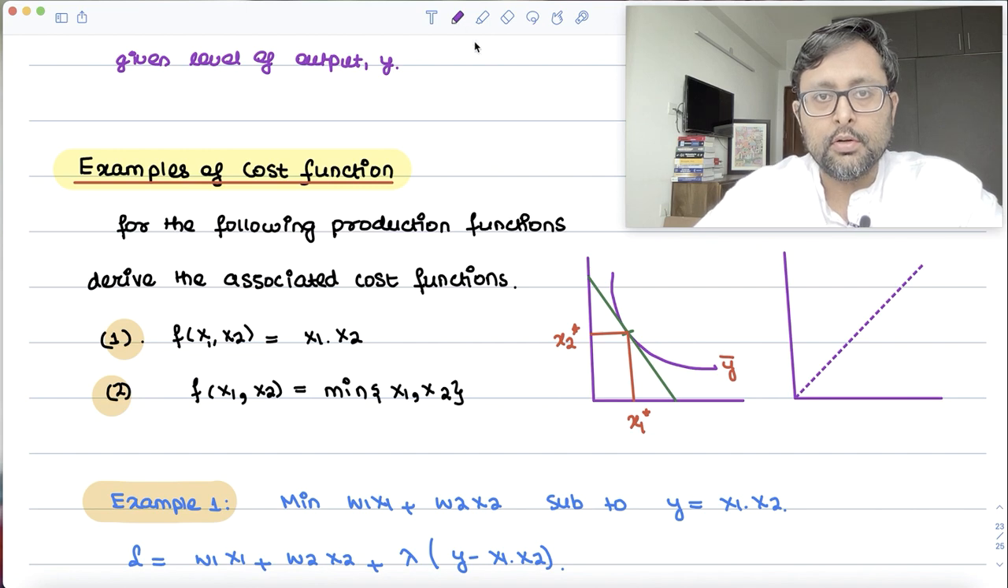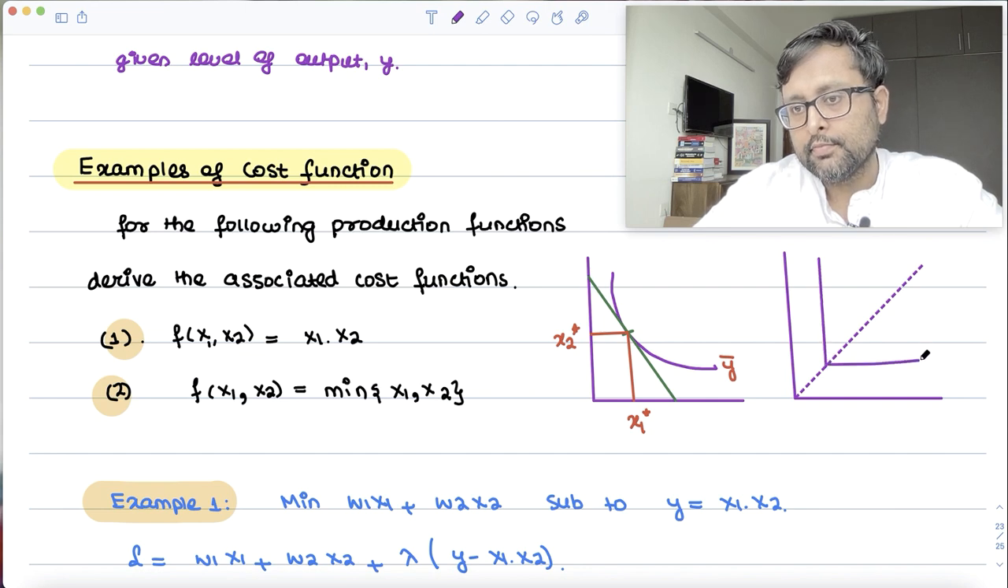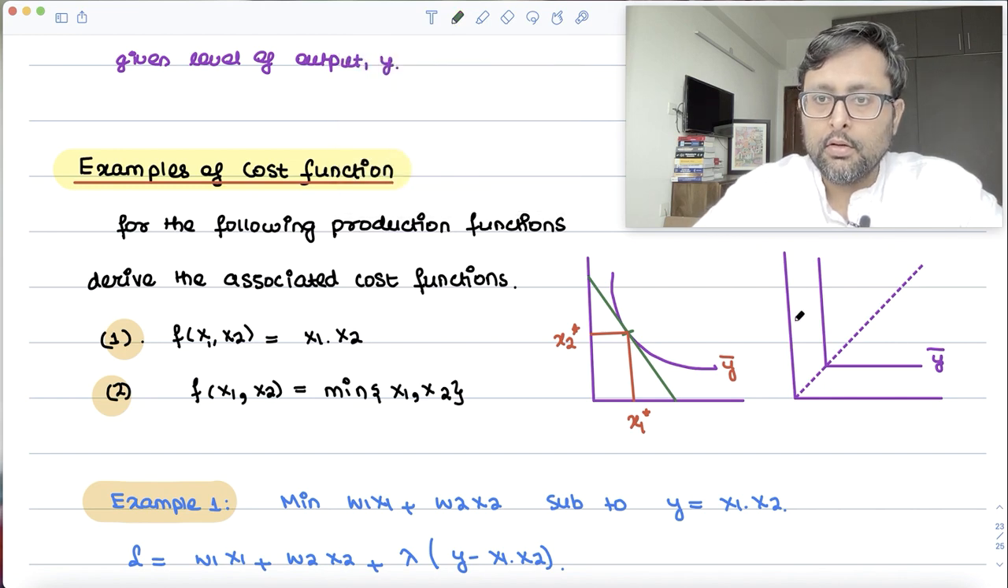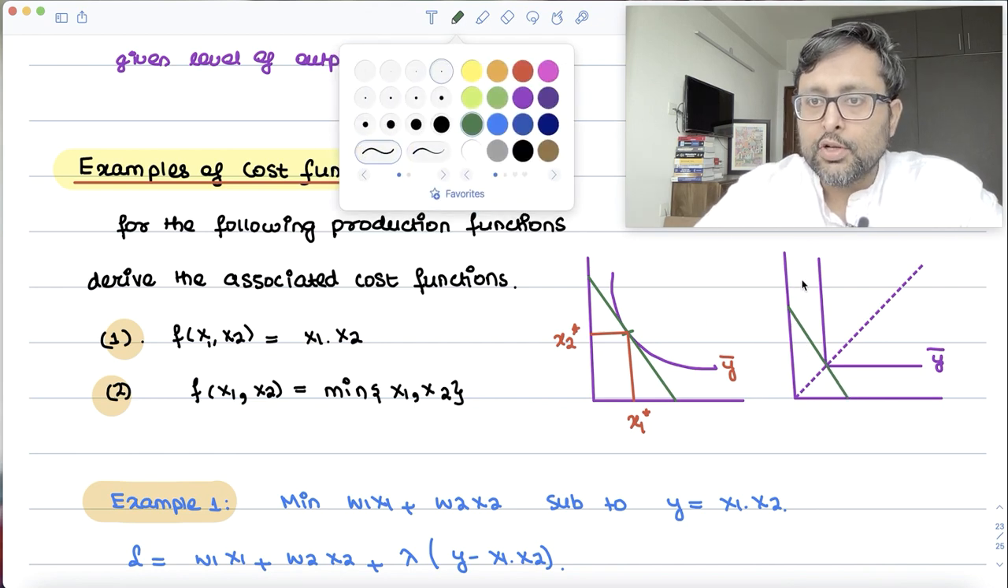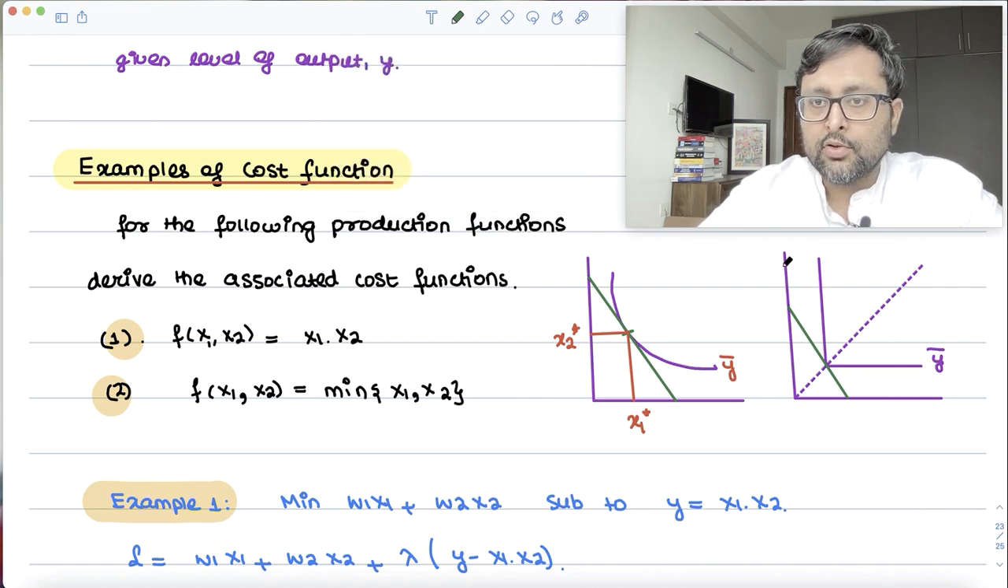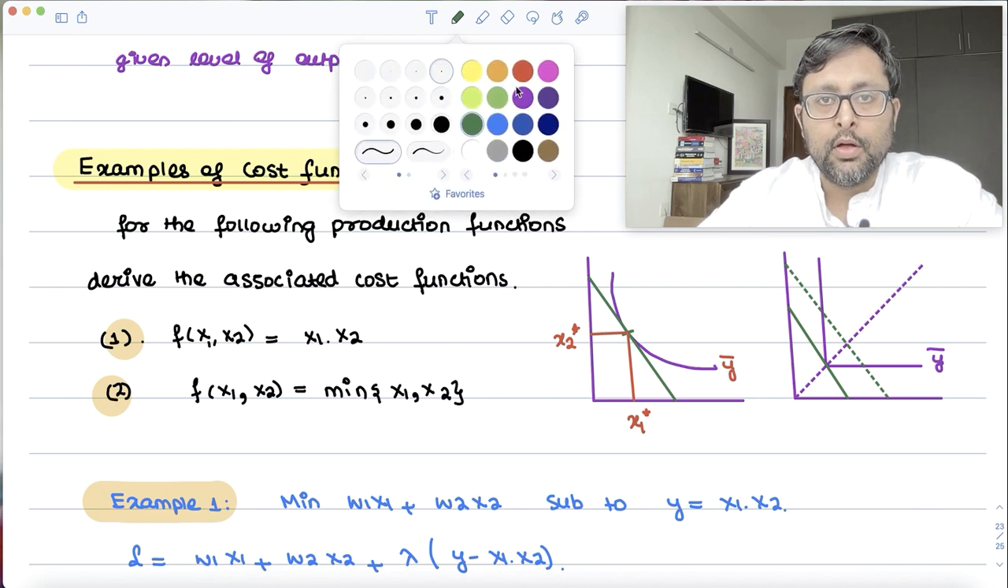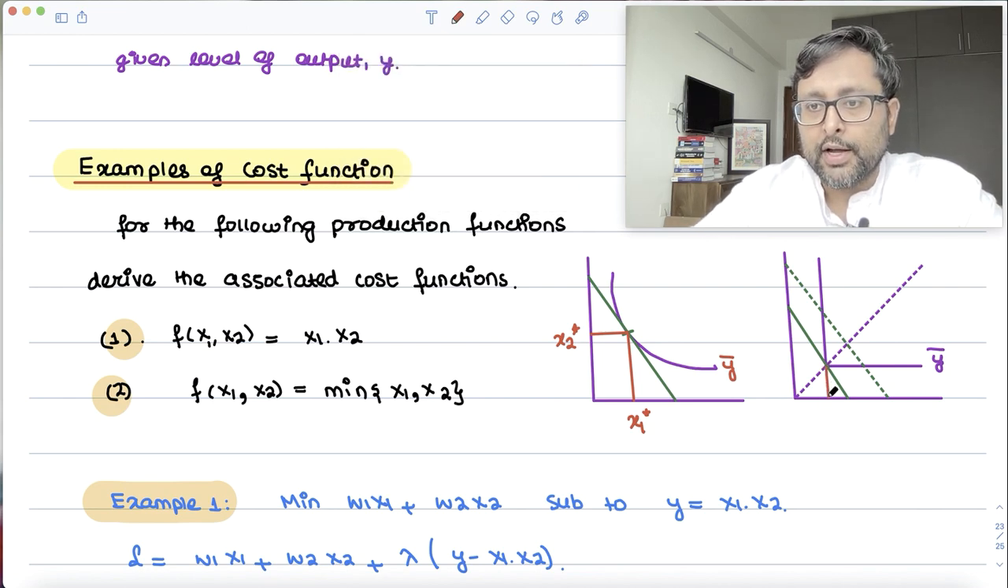you had this function, you were given this y bar, and then you found out these points. You minimize this. Of course, note that this isocost line could also have produced y bar. But the point is, you need to find the minimum one. That's what you did. And here also you've been able to find out that x1 star and x2 star.